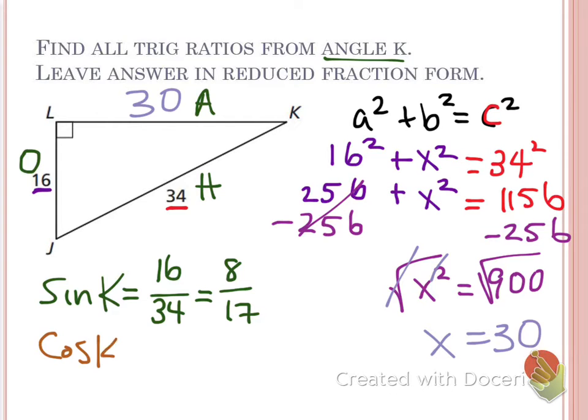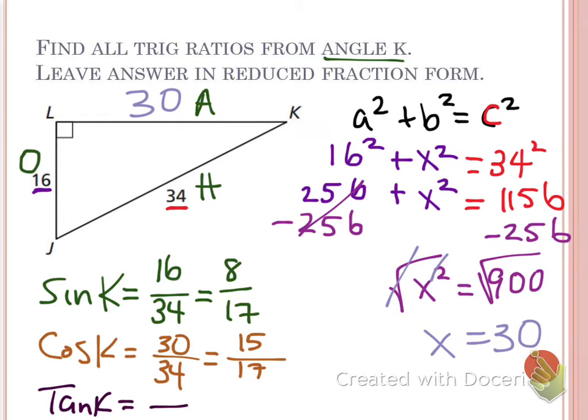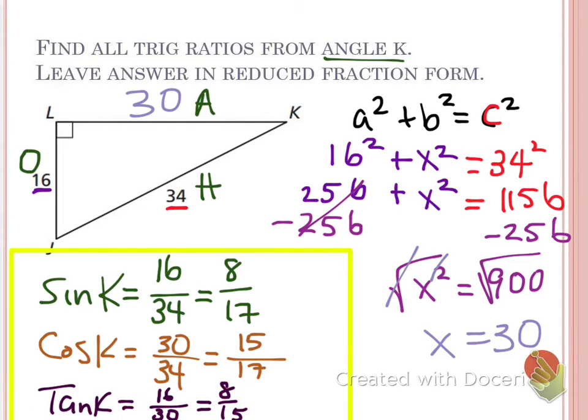Cosine from K. SOHCAHTOA, how do we spell cosine? C-A-H, good. 30 over 34. They're both even, so this reduces to 15 over 17. Last is tangent. Tangent from K equals the opposite, 16, over the adjacent, 30, and then this reduces to 8 over 15. So, this is the answer.